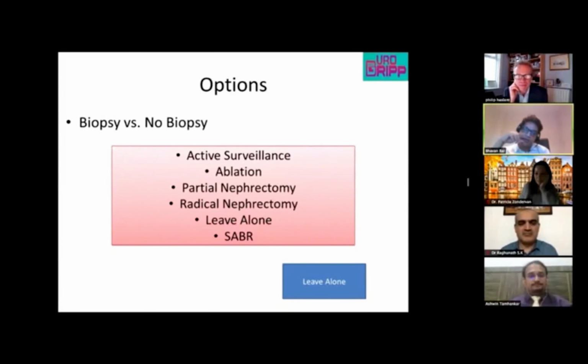And just to add on to that, this is one of the clinical scenarios, Ashwin, where we think SABER may be an option: if we can't stop the anticoagulation and the patient is of intermediate fitness with a reasonable life expectancy. This is the kind of situation in which you may want to consider SABER. That means there's no form of invasion into the patient.